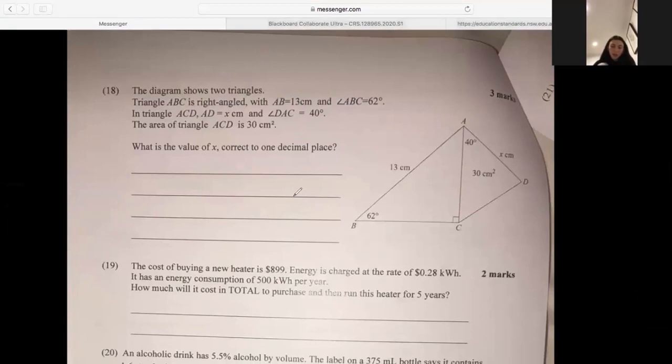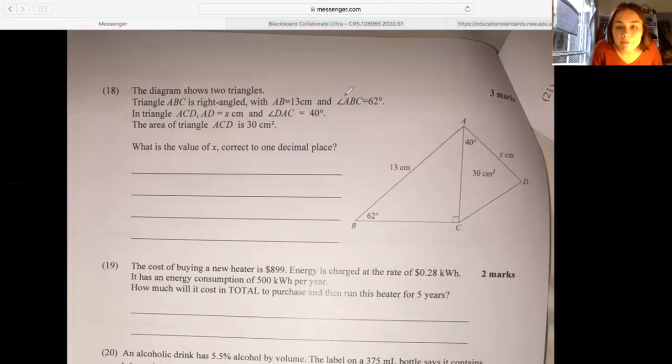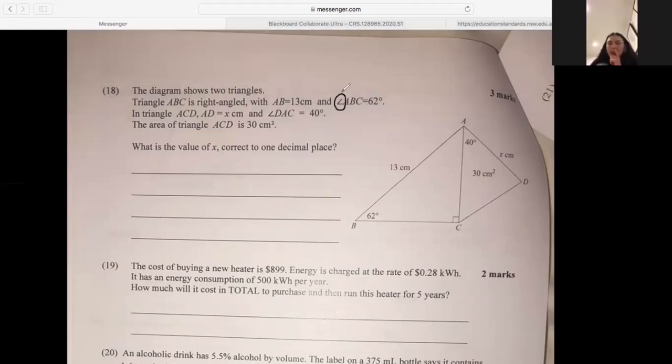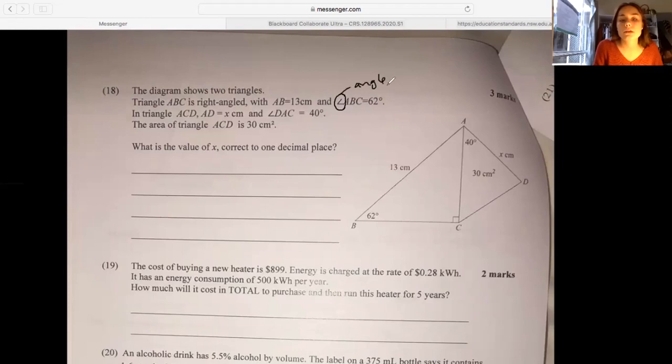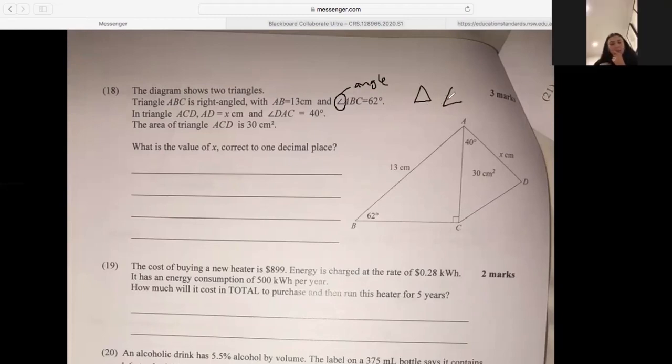The diagram shows 2 triangles. Triangle ABC is triangled, with AB. What's the little angly arrow thing? What does that mean again? That just means angle. Like that just means triangle. And that just means like an angle.